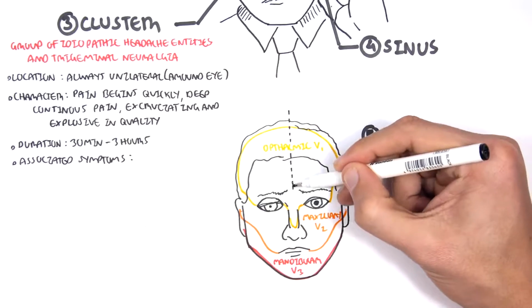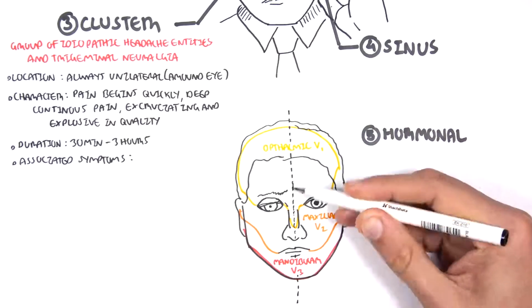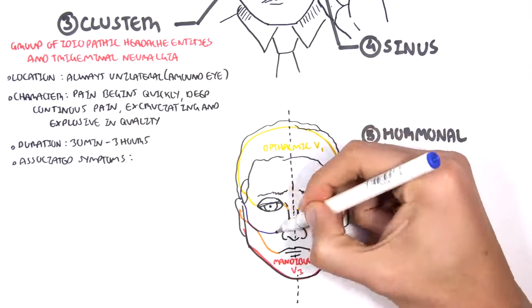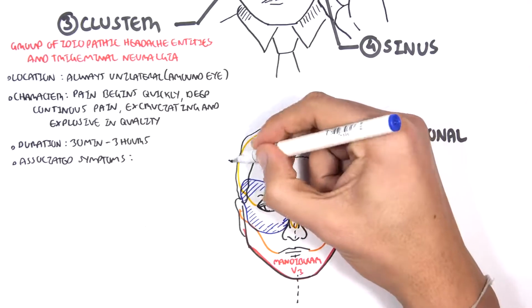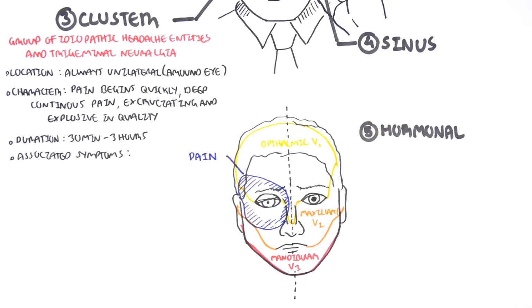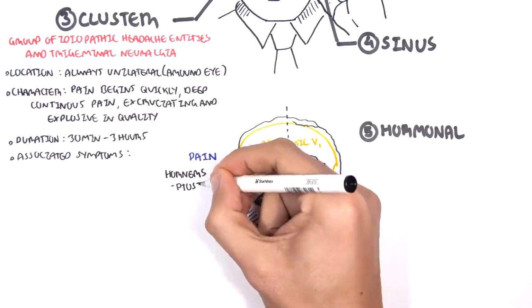So in cluster headache, you have pain in this area in blue here around the eye. And the associated symptoms include Horner syndrome, which you have ptosis and miosis.